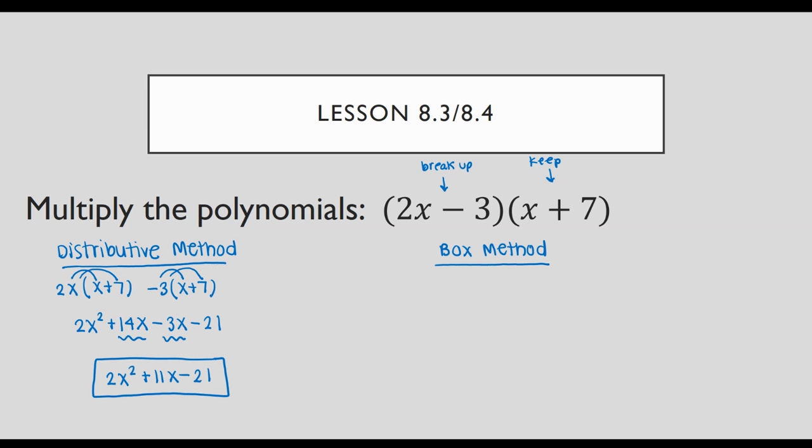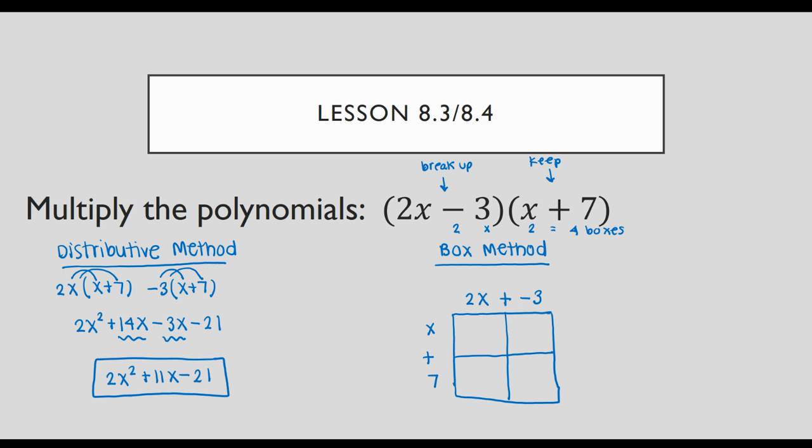So if you prefer the box method, remember this was a 2 by 2, which means that we should have 4 boxes. So I'm going to create my 4 boxes. Where remember, with my boxes, I always break them up with addition signs. One of the parentheses goes on the top, so I'm going to do 2x, which means the negative 3 goes after the addition sign. And then the second parenthesis I'm going to put on the side, so x plus 7. Remember, these terms are getting multiplied to fill in the boxes.